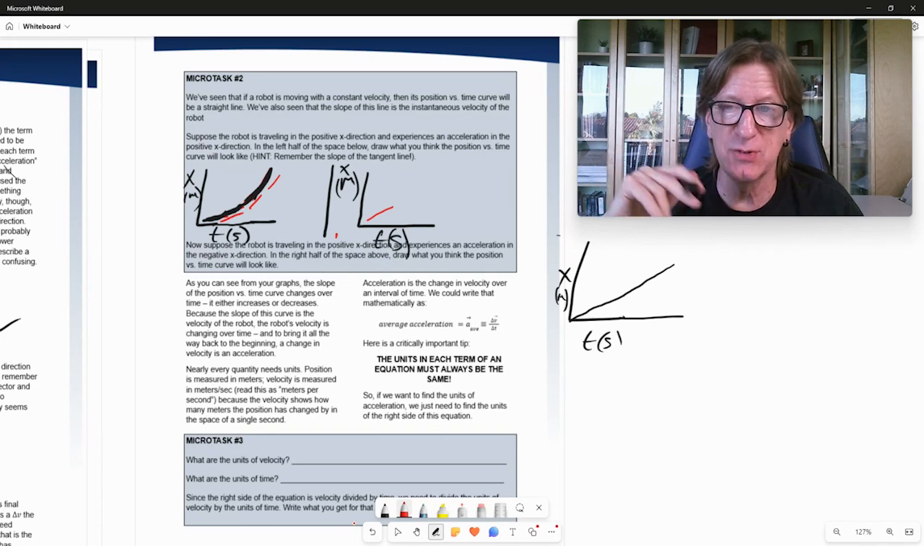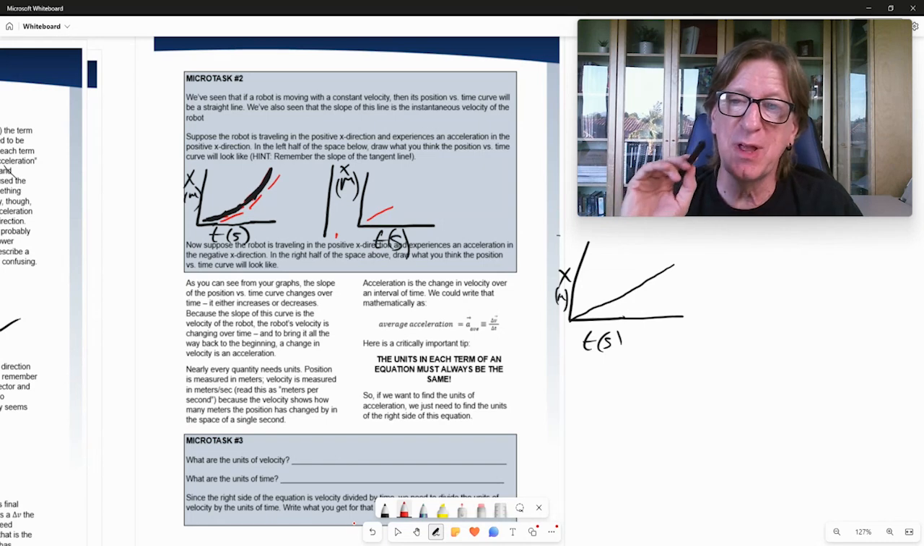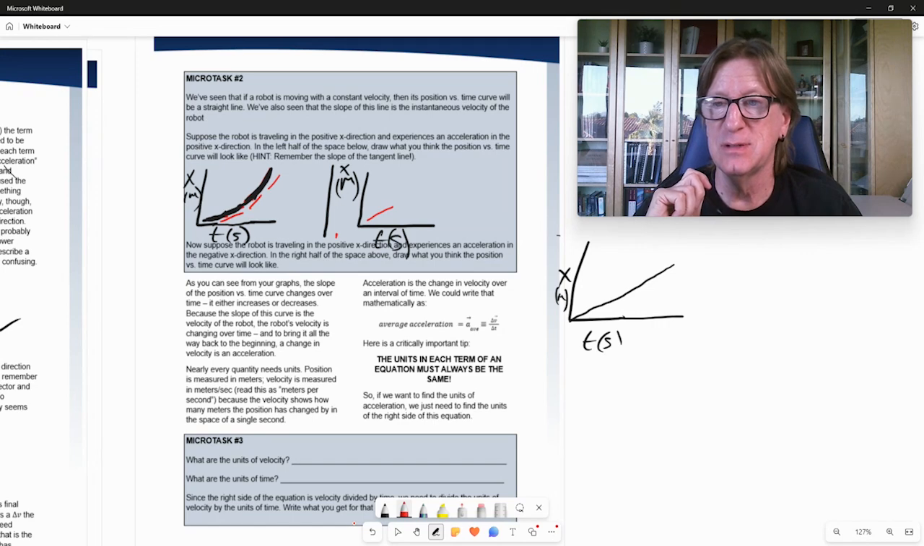Just keep saying these things to yourself. Walk through it each time. So I've got a positive slope, velocity's in the positive x direction. Now I'm applying an acceleration in the opposite direction. What did we decide that's going to do to the speed? The robot's going to slow down. The magnitude of its velocity, which means the slope, is going to get less and less and less.